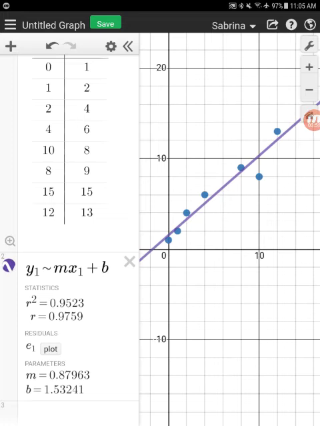So as you can see, when you talk about linear regression, the closer that value is to 1, because we know that 97%, 98%, and 1 is equivalent to 100%, the closer it is to 1, the better and the stronger the correlation is.